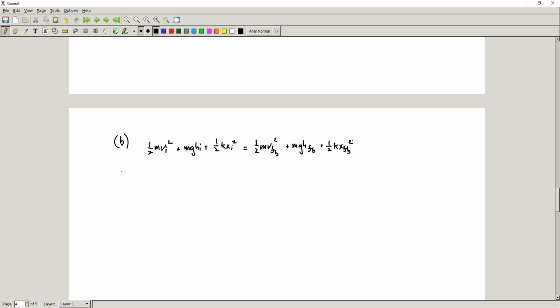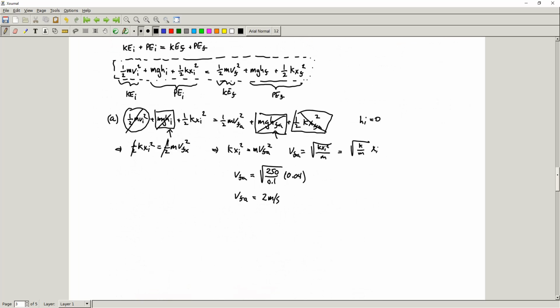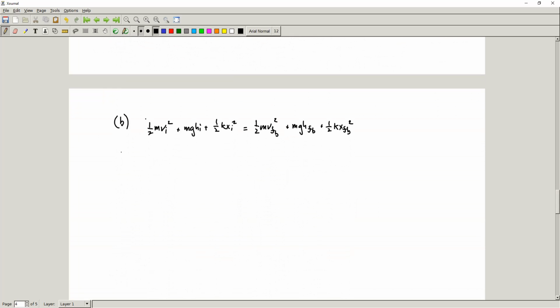But again, what are we doing? We're thinking about the car starting off up against the spring over here, and it finishes over here at some point FB, right? So clearly we're not going to have any initial velocity. Again, it's up against the spring, so we can cancel that term out. And in the end, there's not going to be a spring involved. The car is just going to be rolling along the track, so we can cancel that term out.